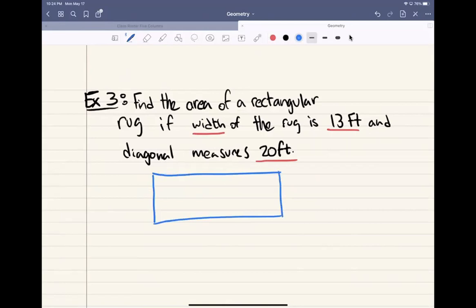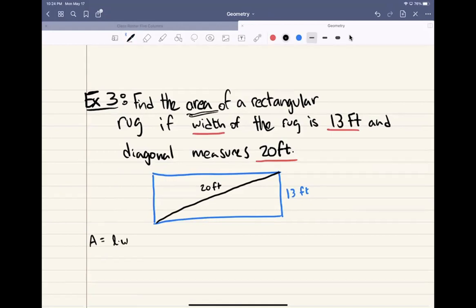It says the width is 13. I believe width is this part. I always confuse width and length, but usually it's not a big deal. Just use one or the other. So we're going to have 13 feet here, and it says the diagonal measures 20. The diagonal is this one right here, and that equals 20 feet. And it says find the area. In order to find the area of a rectangle, it's length times width.